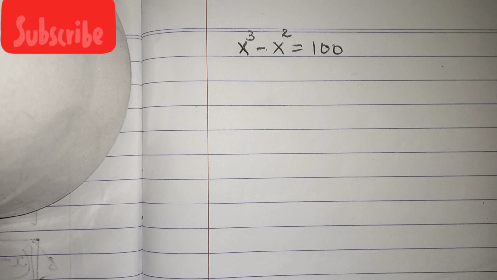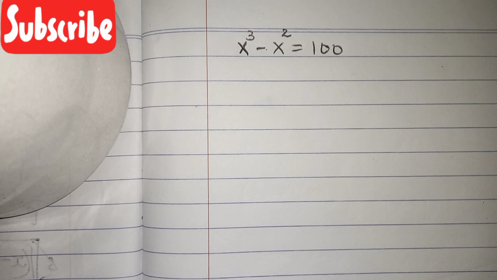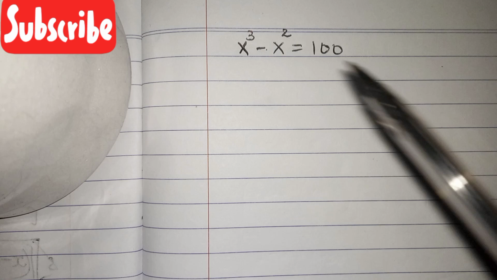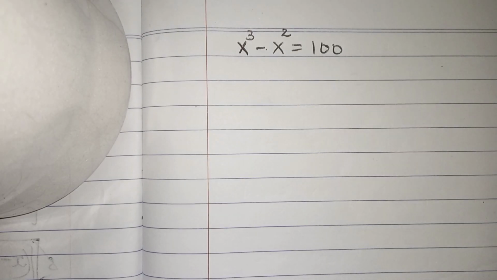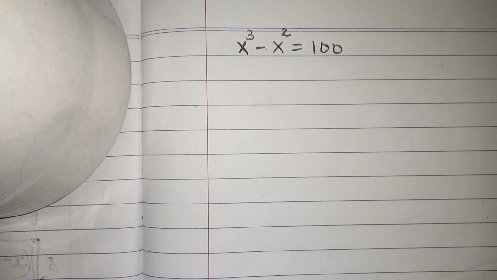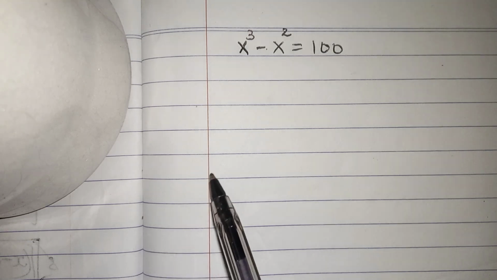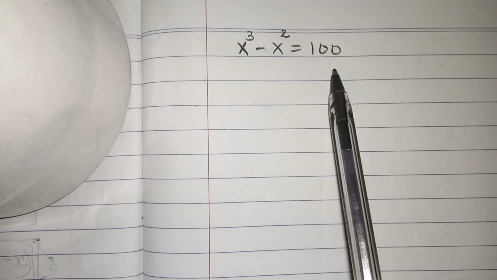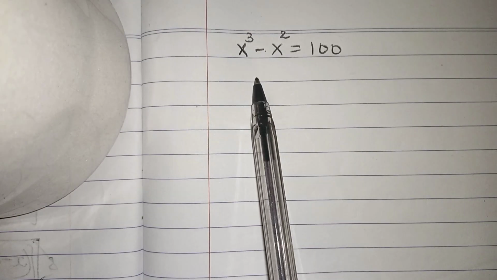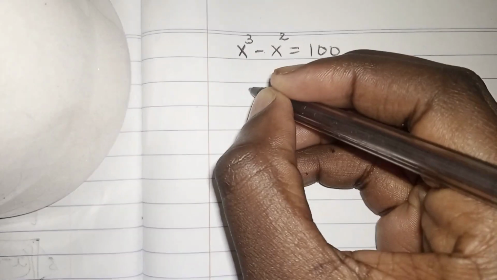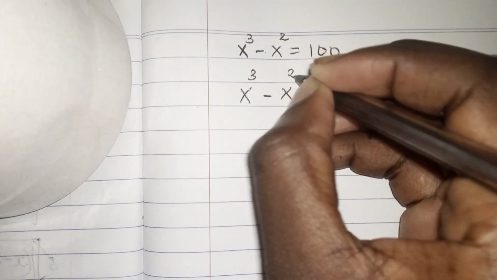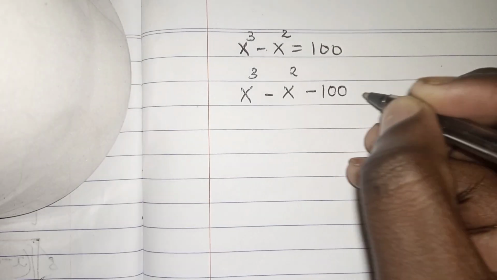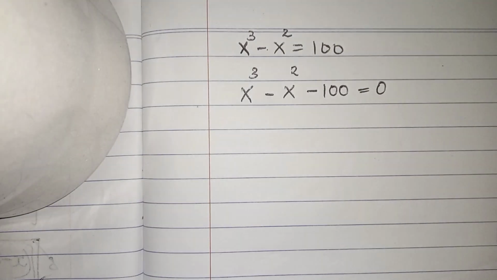So today I'm bringing you this nice equation that I want us to solve for the value of x, given x to the power of 3 minus x to the power of 2 is equal to 100. So we are going to get the value of x that satisfies this equation. Our first step, we are going to bring this 100 to our left hand side. So this will be x cubed minus x squared minus 100 is equal to 0.